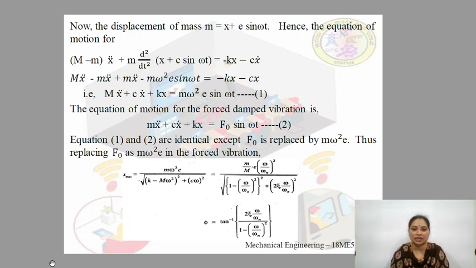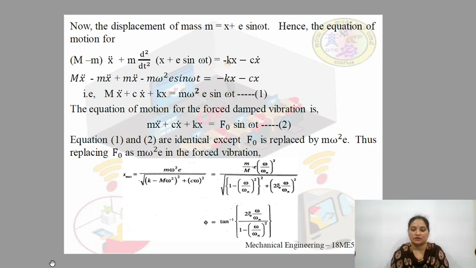Thus replacing F naught with m omega square e in the forced vibration equation, we can get the maximum displacement X max as m omega square e divided by square root of (k minus M omega square) whole square plus (c omega) whole square, which equals m divided by M into e into (omega by omega n) whole square divided by the square root of [1 minus (omega by omega n) whole square] whole square plus [2 zeta omega by omega n] whole square. This is the equation for maximum displacement.